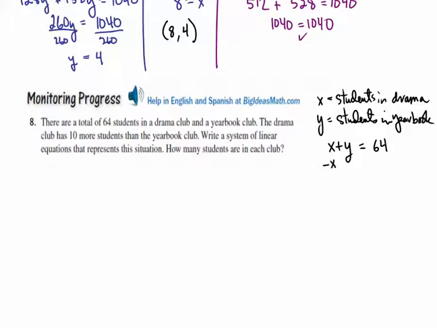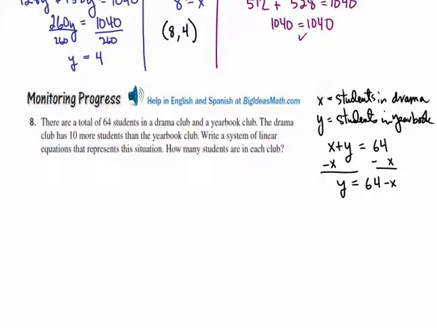We can solve for y by subtracting x on both sides, and we get y is 64 minus x, or negative x plus 64. It doesn't really matter which we do. Now, what else do we know? We know that there are 10 more students in the drama club than there are in the yearbook club. So 10 more in the drama club.